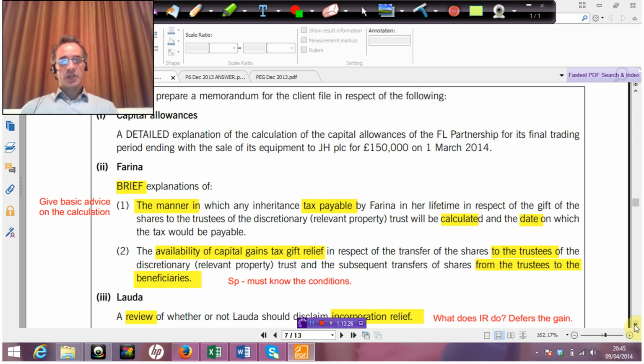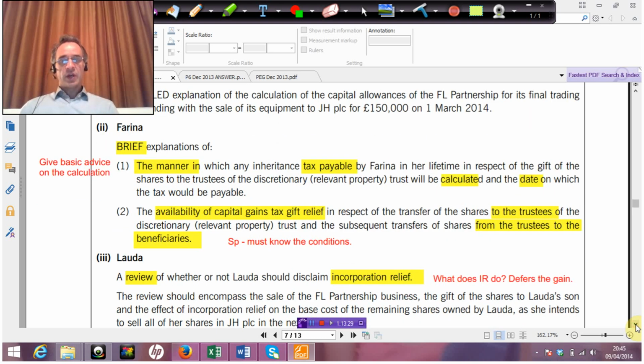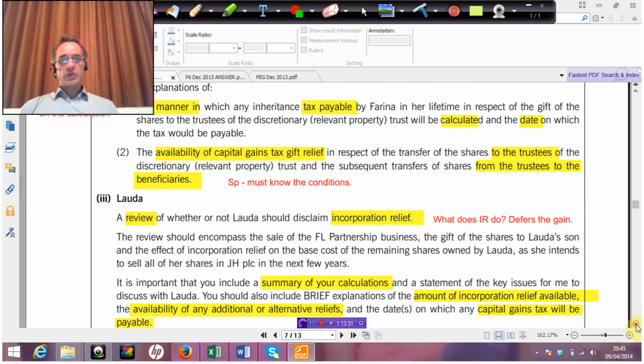So conditions are key. Now, in relation to Lauda, we've got a situation where she has the option, or she's considering whether or not to claim or disclaim incorporation relief. Now, in relation to incorporation relief, again, we need to know the conditions for these reliefs, but all that we're talking about there is a business, in this case a partnership, being transferred into another company, and incorporation relief being available. They've told us that it's in play, in effect.